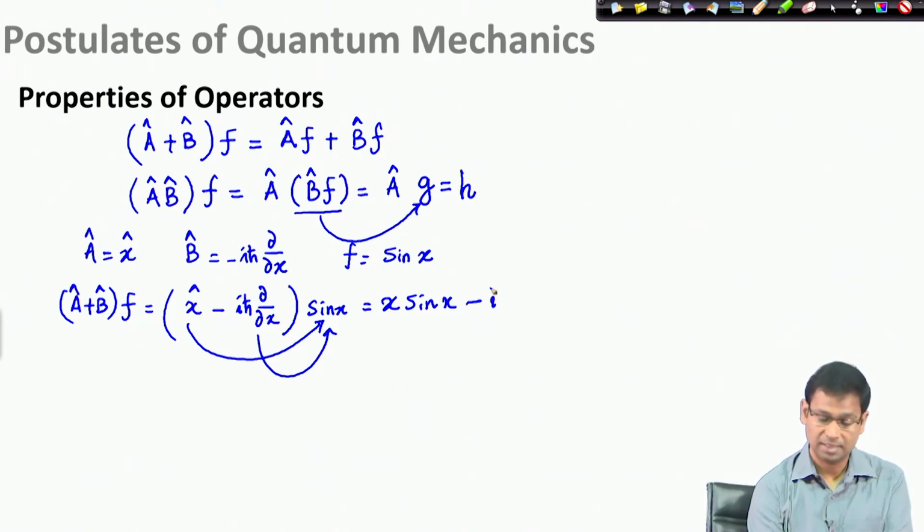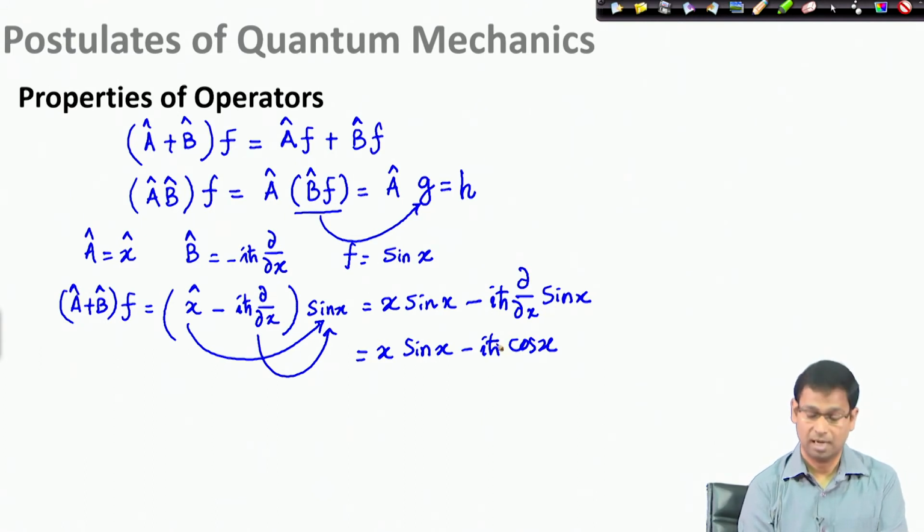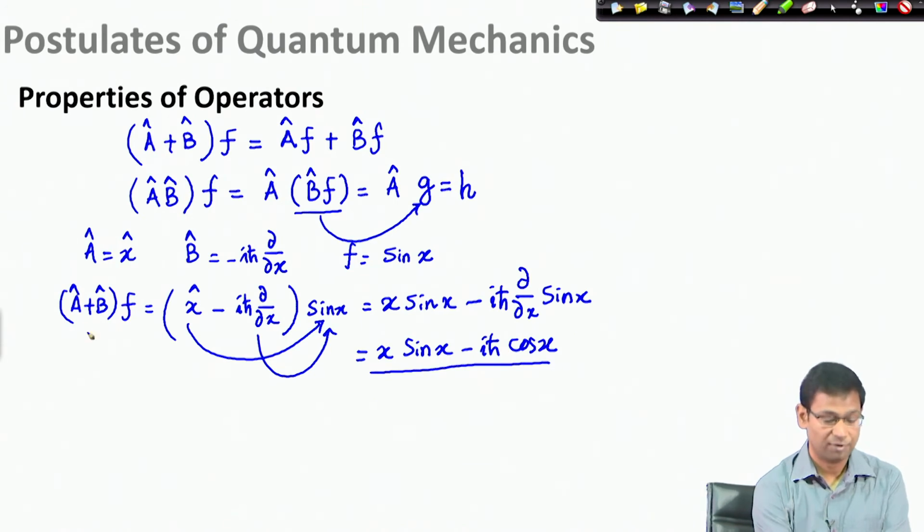sin x. So, I see minus i h bar comes out, and then I have to differentiate this function. So, what do I get? I have x sin x minus i h bar cosine x. When I differentiate sin x, I would have cos x. So, now the action of operator A plus B on a function f is given here.